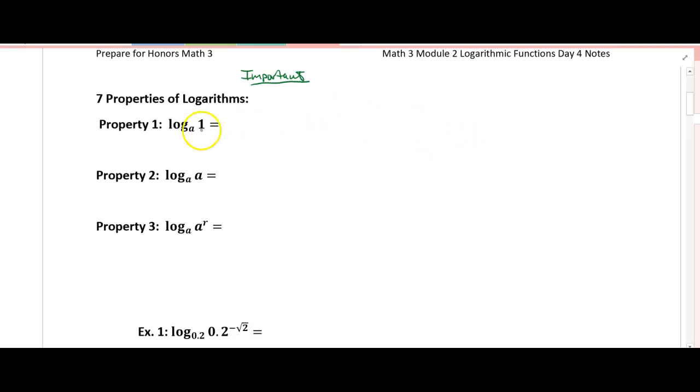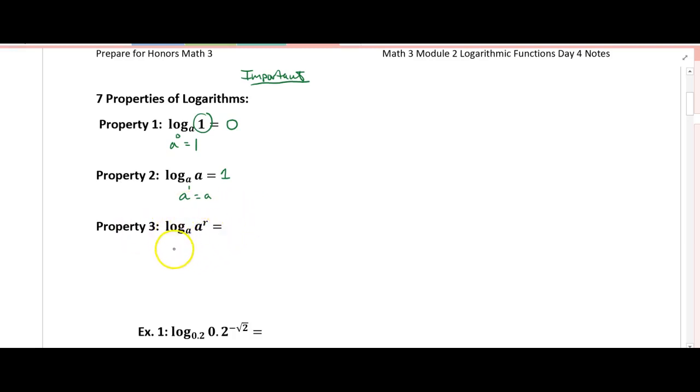So the first property is basically pretty easy. Anytime you do log base any base of 1, you know it's going to be 0, because the only thing you can raise any base to get 1 is 0. Anything raised to the 0 power is 1. Property 2, log base a of a. That's just going to be 1, because a to what power would give you a? That's just 1. So these are pretty straightforward.